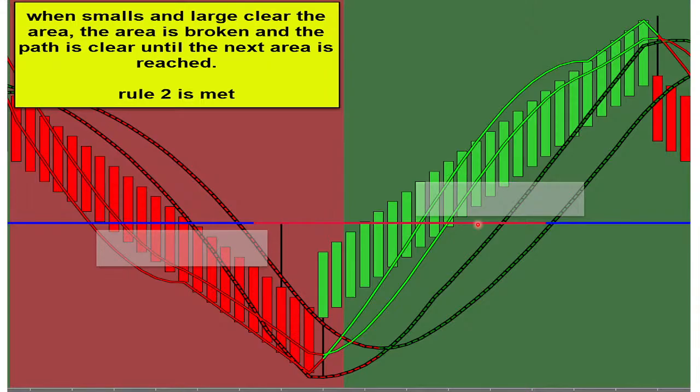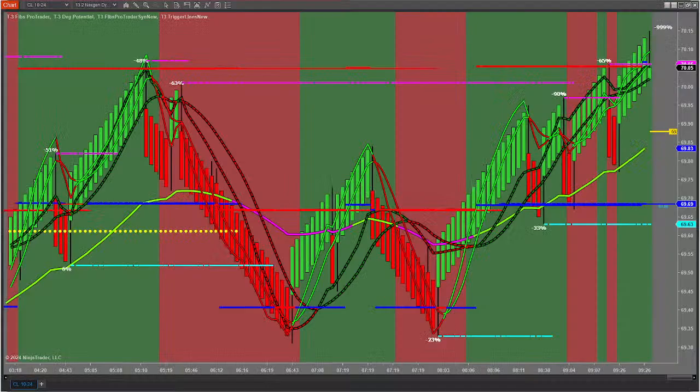It's nothing more than the potential, though. The path is not clear. This is not a high probability scenario. Your area is not considered broken until both the small and the large get to the other side of the line. And then support begins to act as resistance. Very often you'll see a pullback to it, a retest of the line. Resistance behaves as support. And again, all you have to do is open up a large chart to see this phenomenon. Resistance turns into support. The market pulls right back to that support line before continuing up.